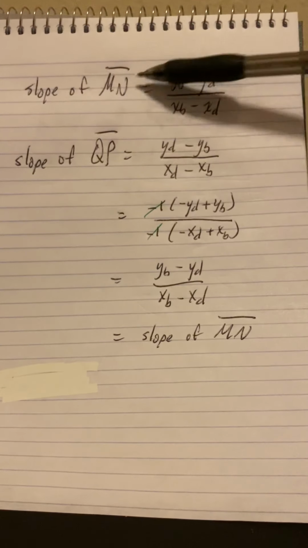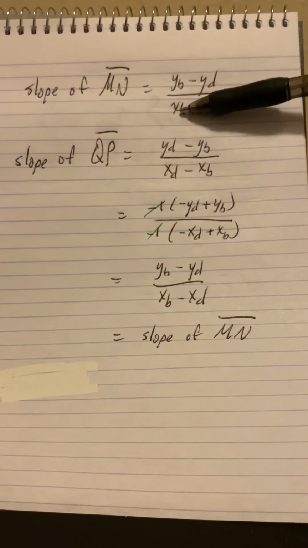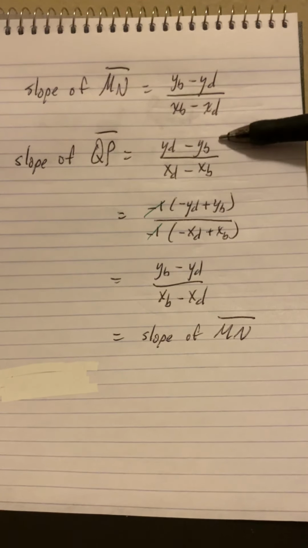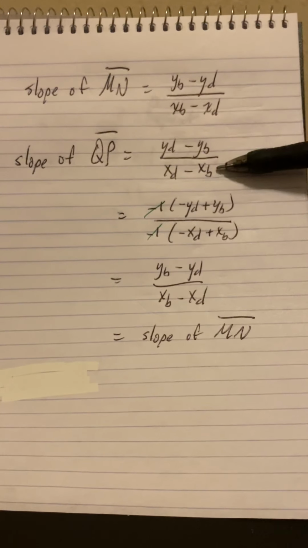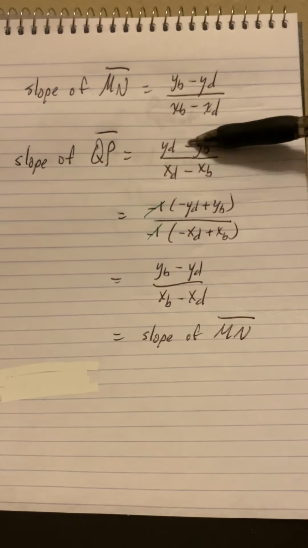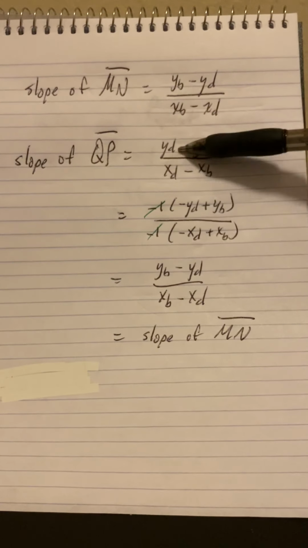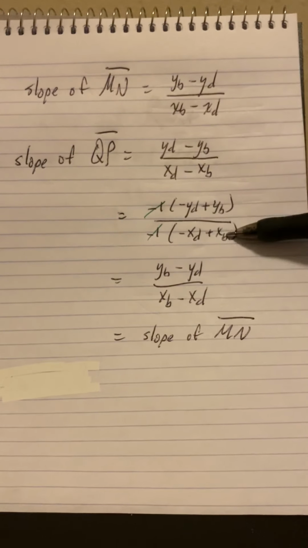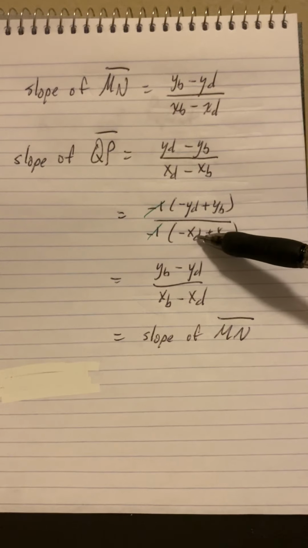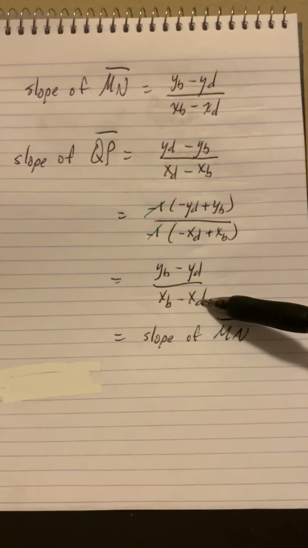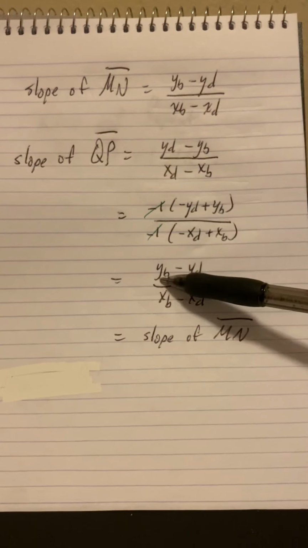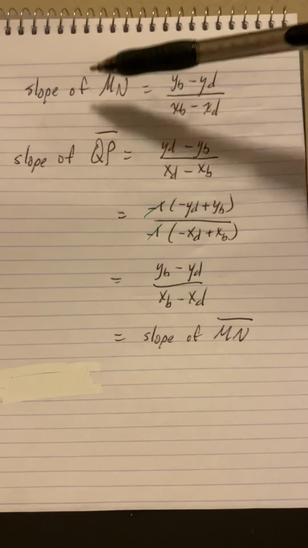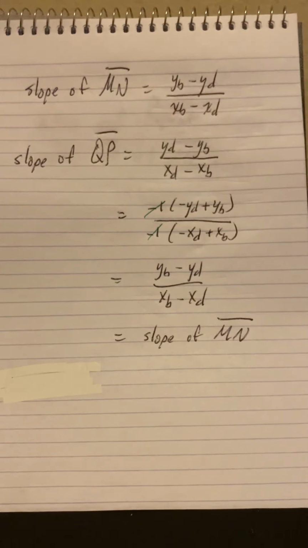So we have the slope of MN was y_B minus y_D over x_B minus x_D. And when we did the same trick with QP, we got y_D minus y_B, not quite the same, over x_D minus x_B, not quite the same. But wait, what if I factor out a negative from this numerator and from the denominator? That changes the sign of both of these in the numerator, and the same in the denominator. So then this can be rearranged. Negative x_D plus x_B is the same thing as x_B minus x_D, and negative y_D plus y_B is the same thing as y_B minus y_D. And of course the two negatives cancel. And so we see we got the slope of MN. That shows that they have the same slope, and therefore they're parallel.